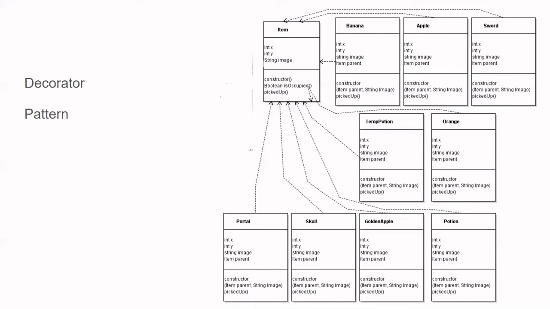So in the constructors of each of these objects, you have the item parent, and that all relates back to that item interface up there. Each of the objects contains the X and Y position, as well as the string image, and then an item parent reference going back to that interface up there as well.